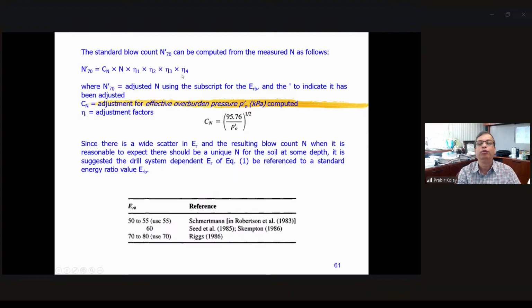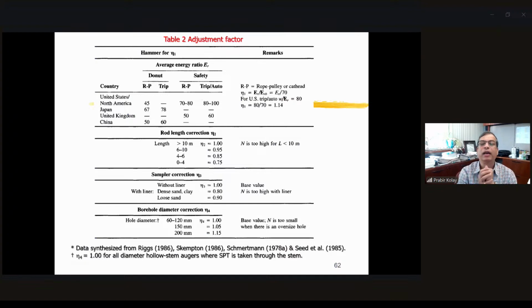And then mu1, mu2, mu3, and mu4 are the different correction or adjustment factors, and that depends on several things. For the hammer, different types of hammer have different corrections. Depending on the rod length, sometimes you have to attach rods if you go to deeper depth, so most of the time it is 1 meter, 1 meter, 1 meter that you attach. Then there are the sample corrections and the borehole diameter correction. All these different corrections you need to do, and then you will get that.